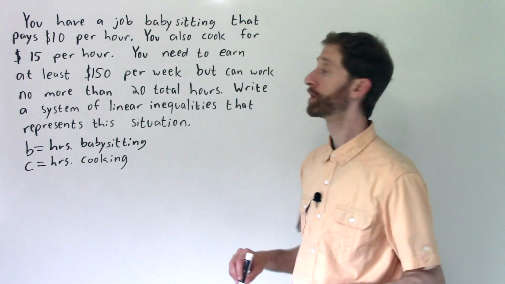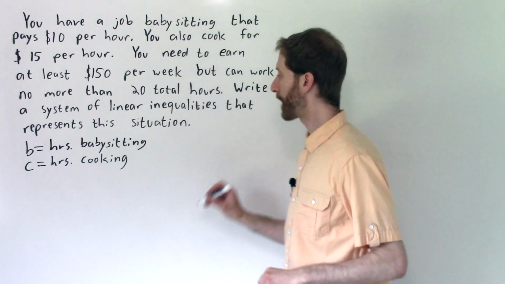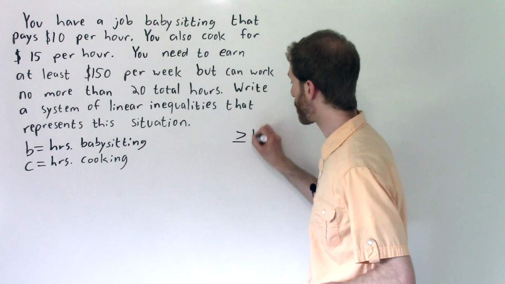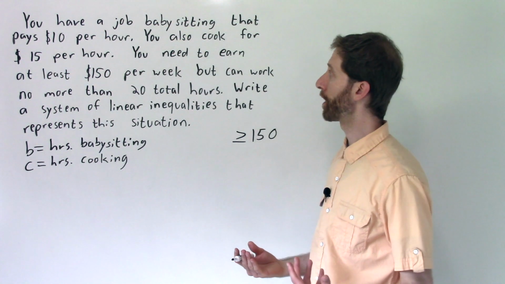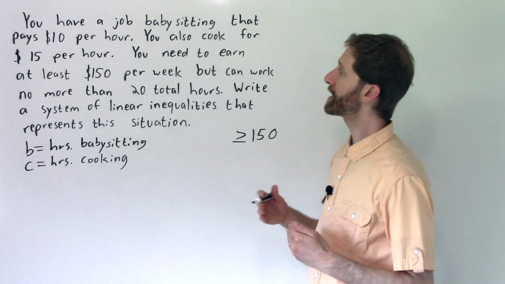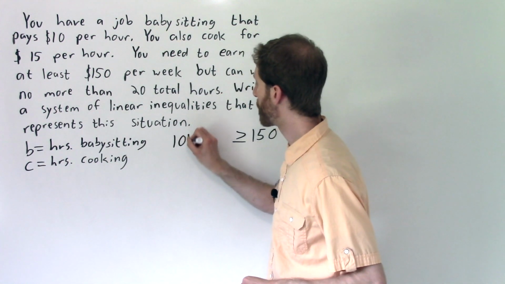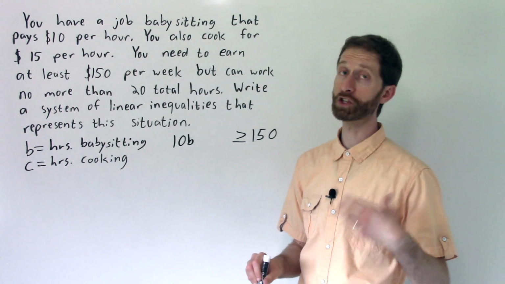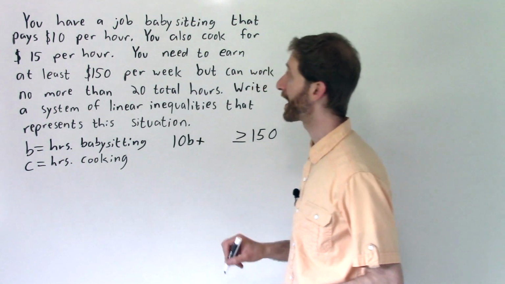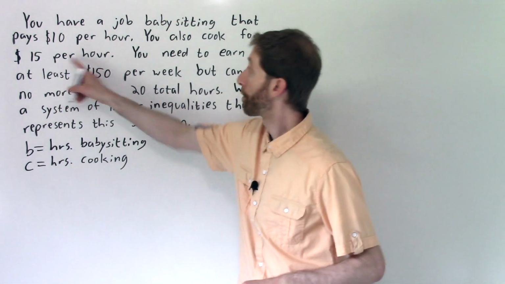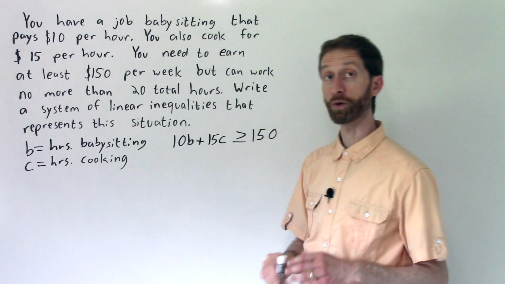have two totals. We have that we need to earn at least $150 per week. That's greater than or equal to 150. But now we need a money expression to the left there. So we know that we earn $10 per hour for babysitting. So that would be 10 times the number of hours babysitting would give us the total amount of money we earn babysitting. I add on to that the $15 per hour that we cook for, which would be $15 times the number of hours we cook for.